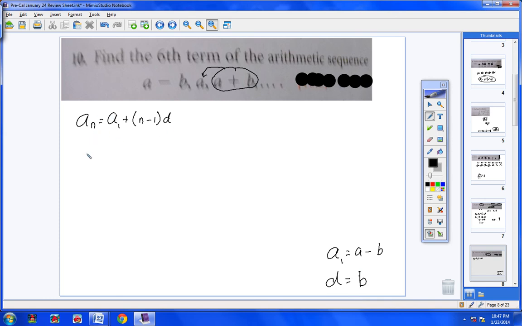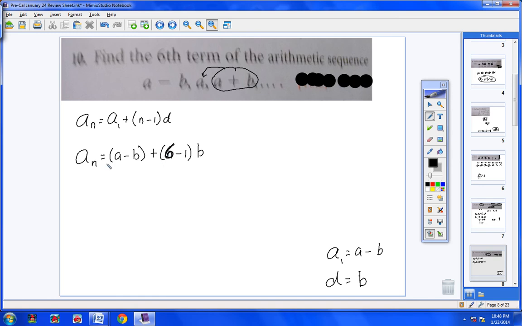So I come over here, and here's my nth term. My nth term is a subscript 1. I'm going to put parentheses and put a minus b. I put parentheses because it's 2 terms. That's my first term. Plus n minus 1 times d, and my common difference is the letter b. Now, I want us to find the sixth term, so that means for n right here, we're going to substitute a 6. So there's my 6.